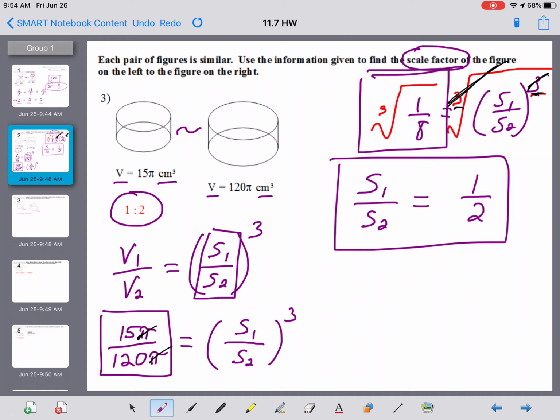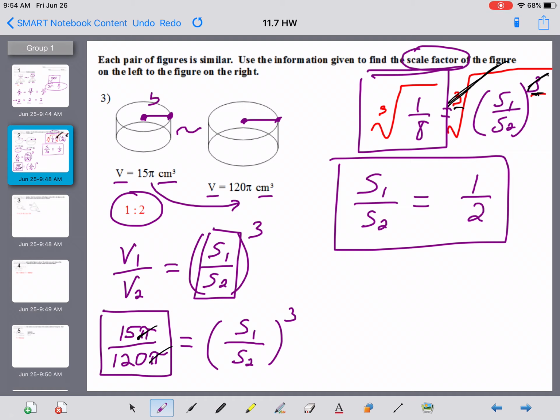Now what that means, everybody, if you take a look, the volume of this second figure is a lot bigger than the volume of the first figure. In fact, it's 8 times as big. But if we were just measuring one little linear component right here, that radius compared to that radius, what we would find here, everybody, is that the radius of the second figure is only twice as big as the radius of the first.